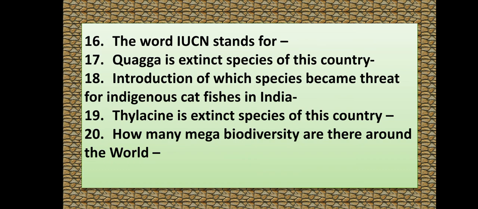The word IUCN stands for. Quagga is extinct species of this country. Introduction of which species became threat for indigenous catfishes in India. Thylacine is extinct species of this country. How many mega biodiversity countries are there around the world?